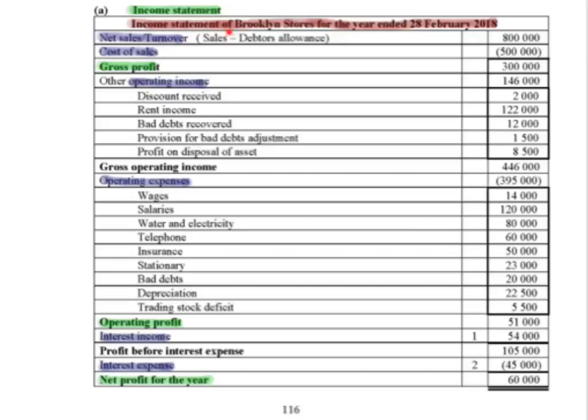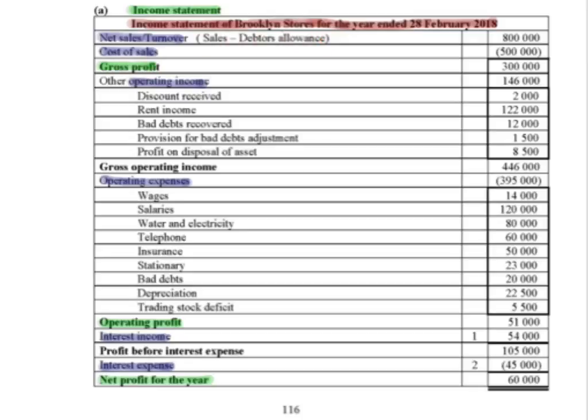So the income statement of Brooklyn Stores for the year ended 28th February. It's not a financial statement on a specific date, but it's for a year, so it's for an entire period. We always start off with net sales minus cost of sales, which gives us our first profit, known as the gross profit. Just remember, your sales needs to be sales minus debtors allowances. The same way that we did it when we did our closing transfers, the same needs to apply when we do our income statement.